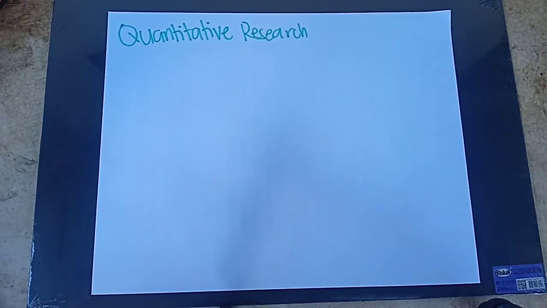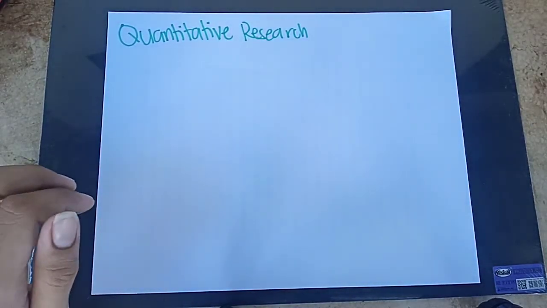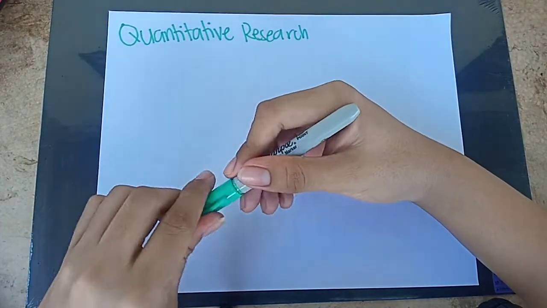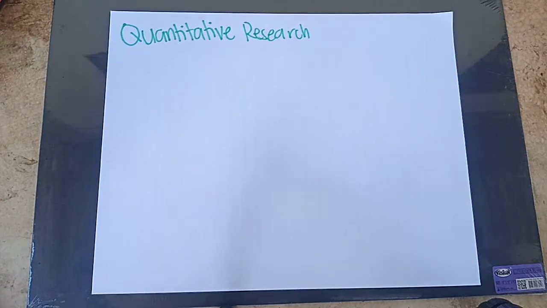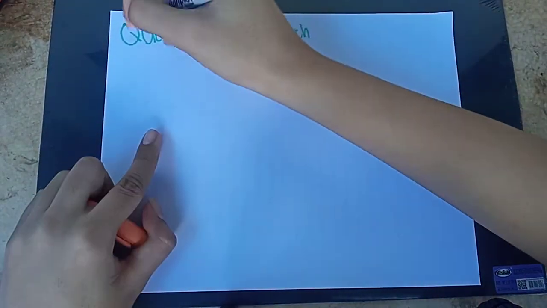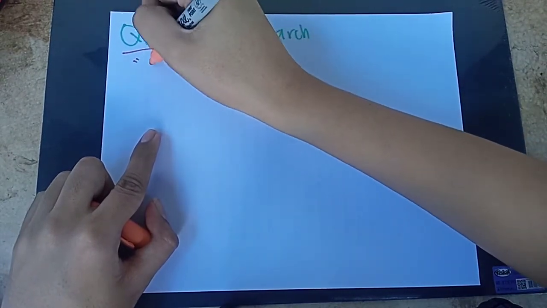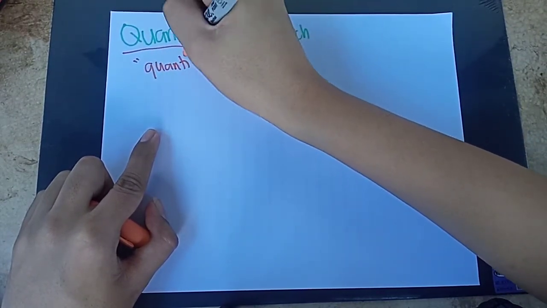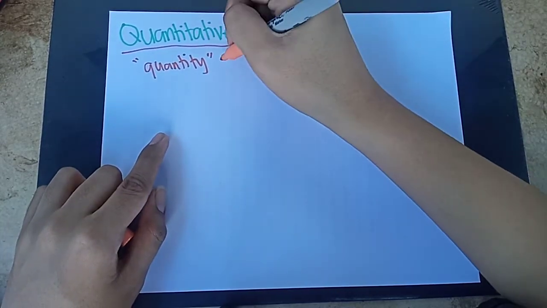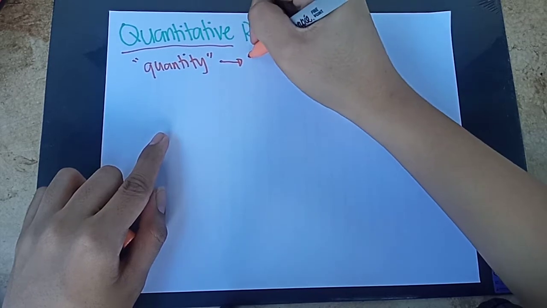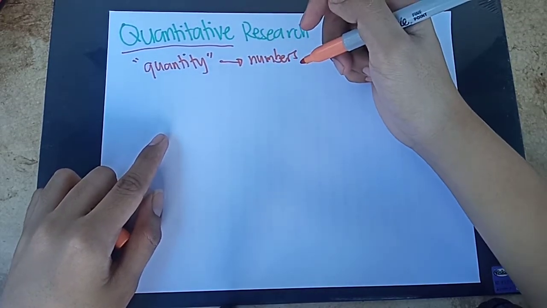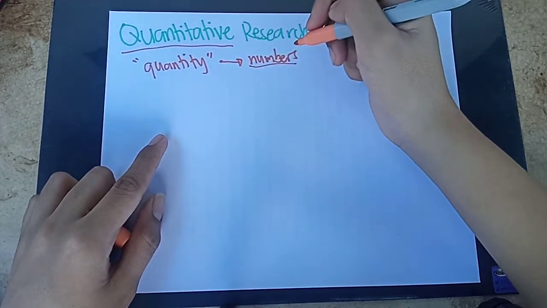Okay, in this video presentation, we are now ready to define quantitative research. So what is quantitative research? Quantitative, coming from its root word quantity, means that it is known for the use of numbers. Quantitative research utilizes numbers.